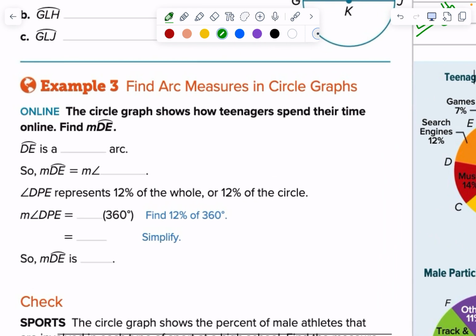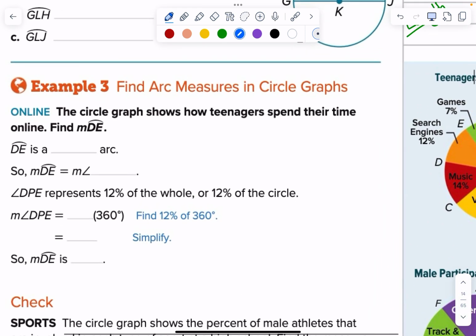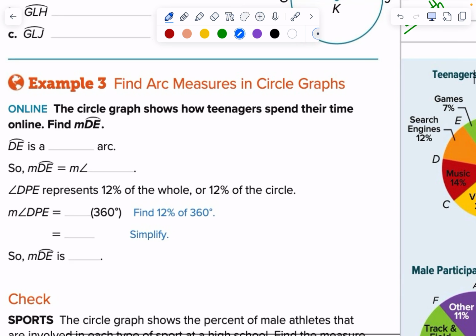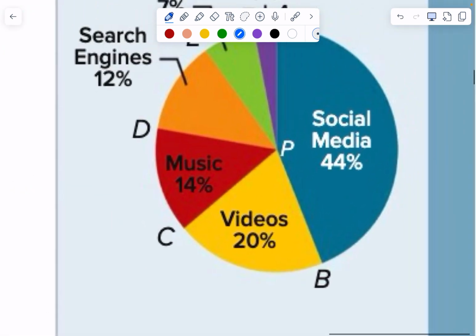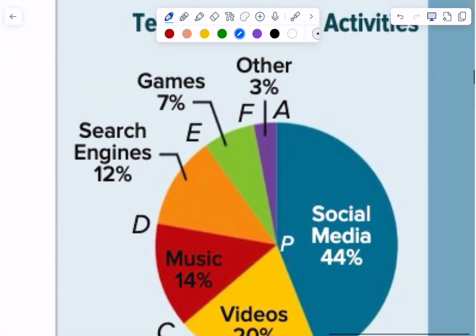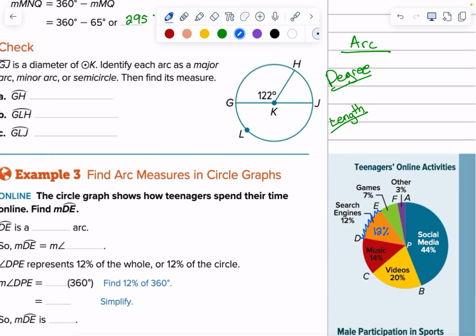Number 3, find arc measure in circle graphs. It says the circle graph shows how teenagers spend their time online. Find the measure of DE. Where is DE? DE is right here. Search engines is DE, and that is 12%. That is not degrees. That's 12%. How do I find out how many degrees 12% is?